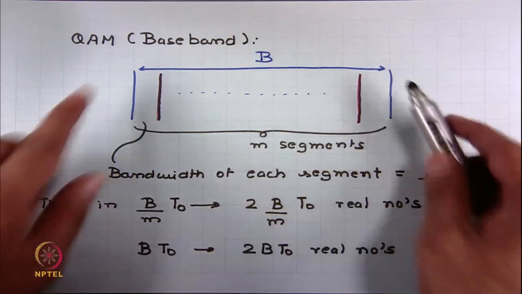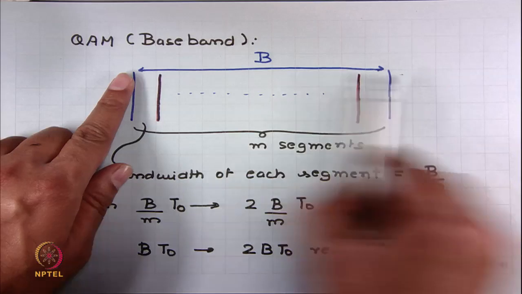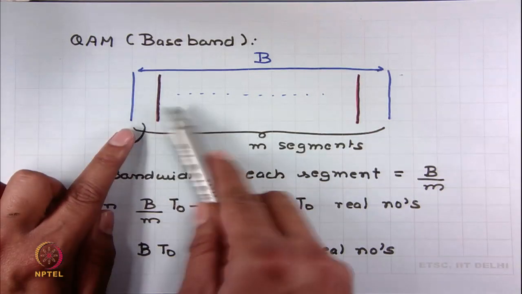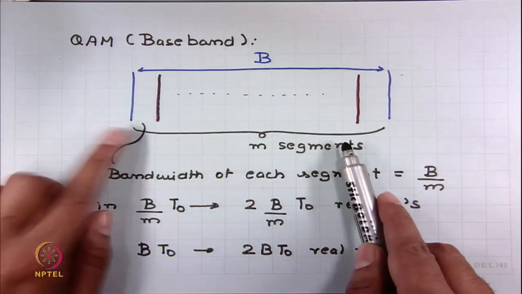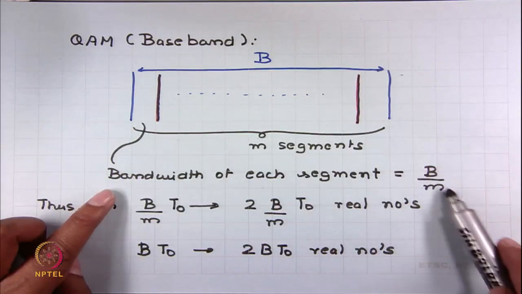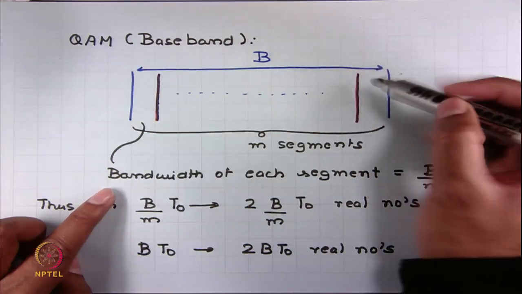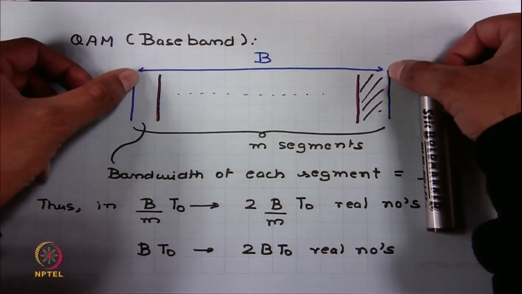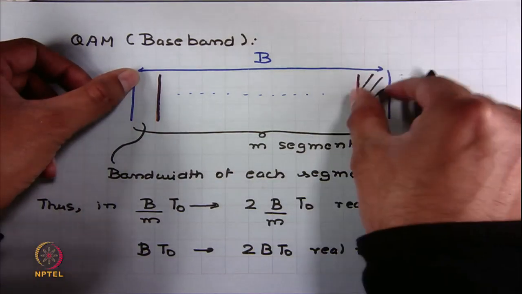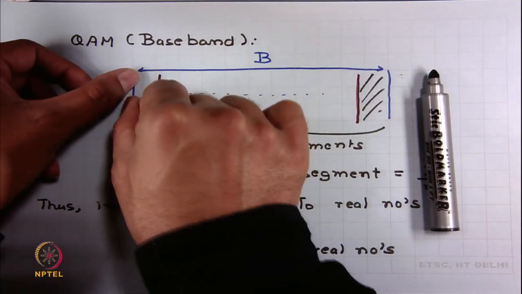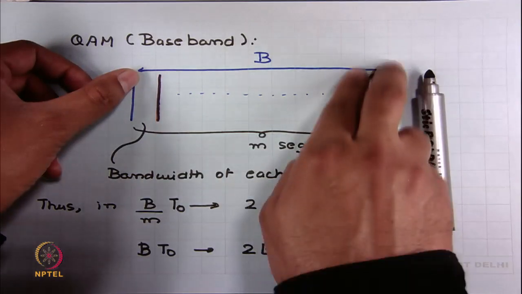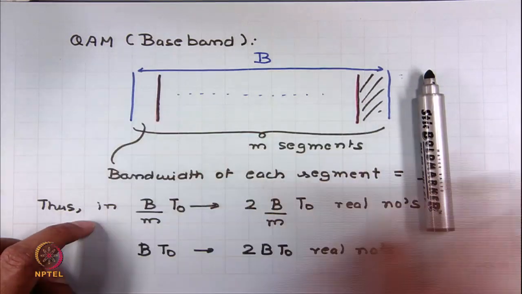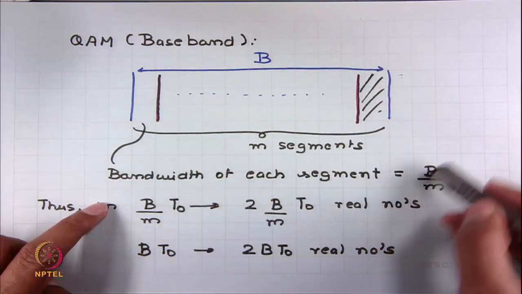In QAM at baseband, you can use a simple idea. Let us assume that I have a bandwidth of B, and I can divide this bandwidth of B into M segments. So, the bandwidth of each segment is B by M. Now, this is a passband signal, even though I am considering it as a baseband signal. If I consider the total baseband bandwidth as B and then consider different segments, each segment can also be thought of as a passband signal, isn't it? So, this is the idea that we are using.